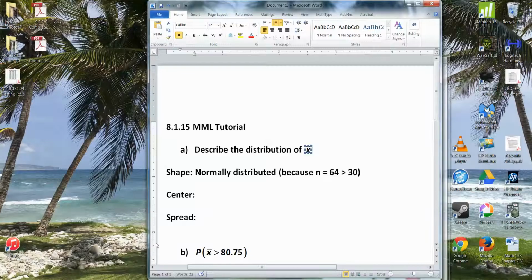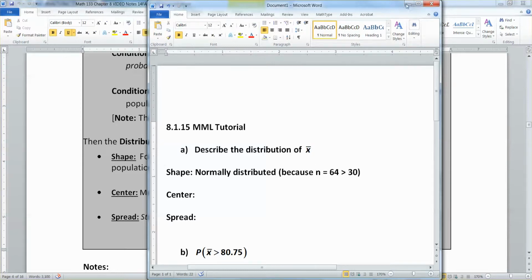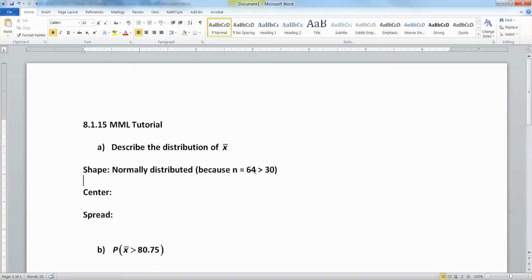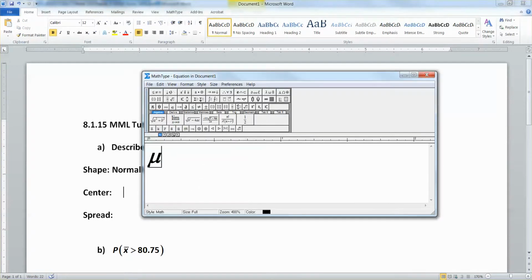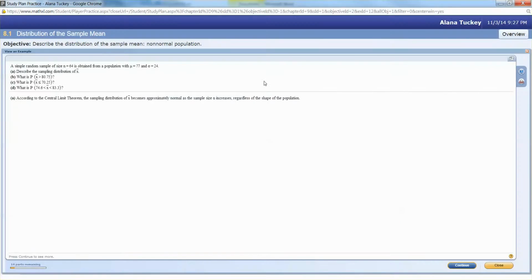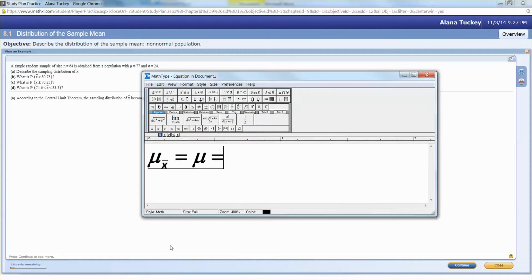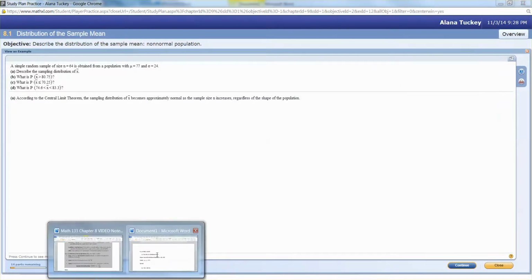All right, so that's part one, they want to know the shape. Well, it's normally distributed because n equals 64 is greater than 30. That part's done. The center would be the mean of the x bars. The mean of the x bars is equal to mu according to that formula in the central limit theorem. And then mu was given in the problem. It is 77. So there's that part. That's the center of your normal distribution.